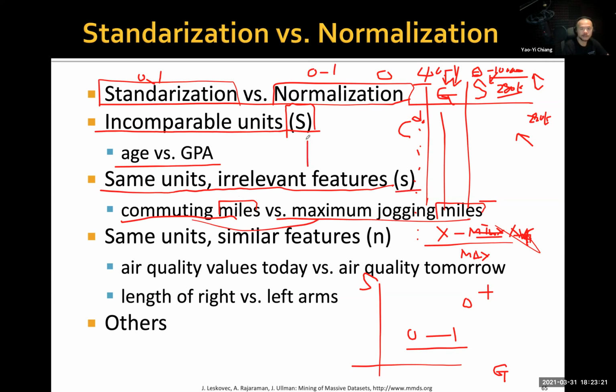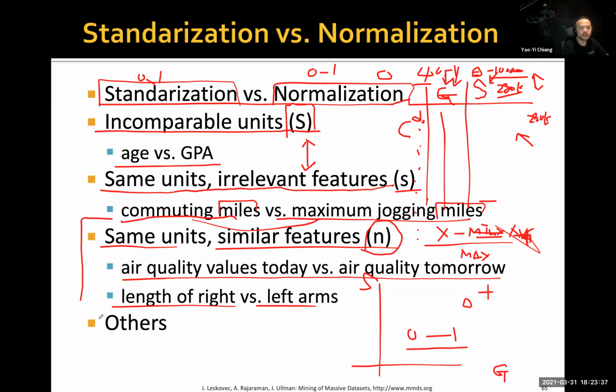The same concept. If they are using the same unit and similar features like air quality values today versus tomorrow, or the length of right arms and left arms, you would just do a normalization. Okay, so keep in mind, in this case, standardization is often the way to go, but sometimes you do normalization. All right, that's everything I want to tell you about clustering. Any questions before we move on to streaming?